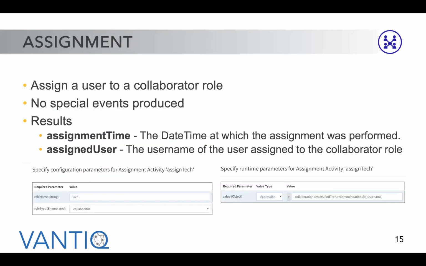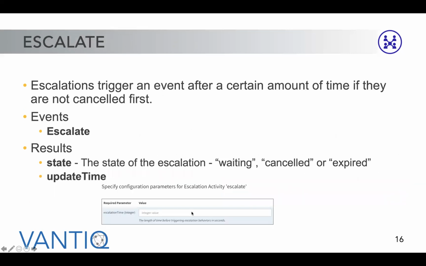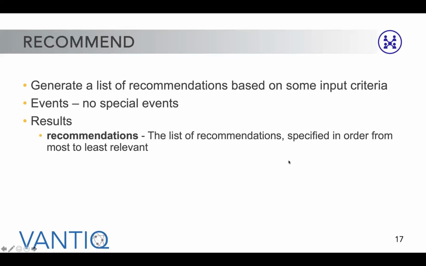Assignment: you assign an object or a value to a variable, so you may use it in any part of the collaboration instead of using such a huge object like collaboration.results.findTech recommendations 0 username. You can assign that to a variable called tech, so it's much easier for you to reference later on. Escalate: you have a timing, so before it runs out, you may have that escalation in a waiting, cancel, or expired period.